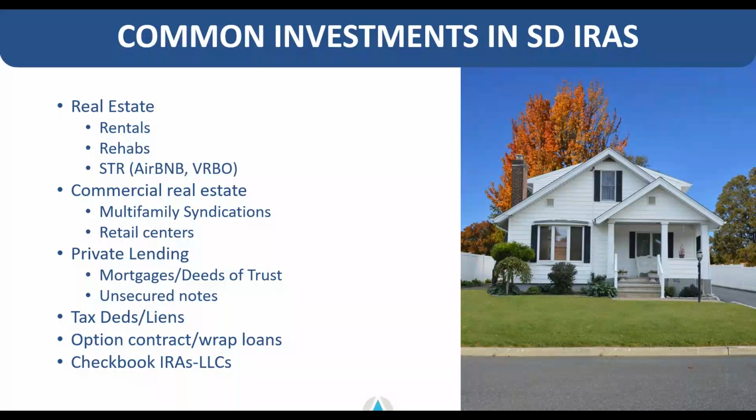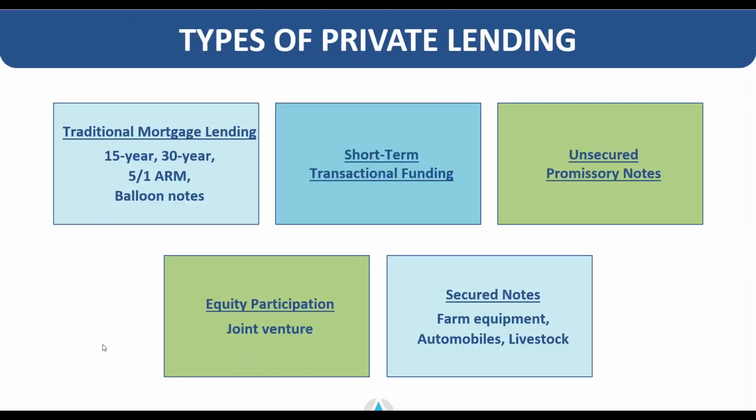Private lending, which we're going to, again, dive into today. Mortgages, deeds of trust, unsecured notes, and as we're going to talk about today, non-performing notes as well. So your IRA can invest in a lot of different things. Again, the assets on this screen are primarily real estate in nature or real estate related. We see people invest in gold, silver, private startup companies, hedge funds, a lot of different things you can do as well within your particular account.